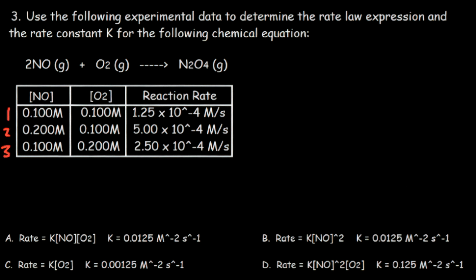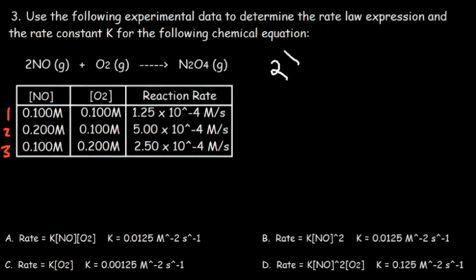If we pick trials 1 and 2, notice that the concentration of NO doubles from 0.1 to 0.2. It's not constant. The concentration for O2 is constant, though. It remains 0.1 for the first 2 trials. So by choosing trials 1 and 2, we can find the rate order for NO. And as the concentration doubles from 0.1 to 0.2, notice the effect that it has on the reaction rate. The rate increases by a factor of 4, from 1.25 to 5. 5 divided by 1.25 is 4.